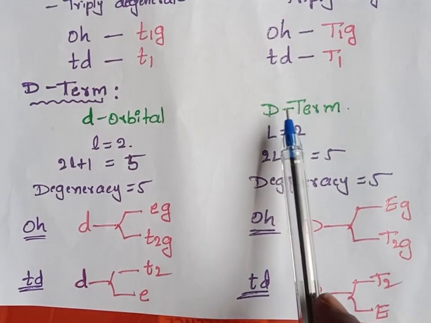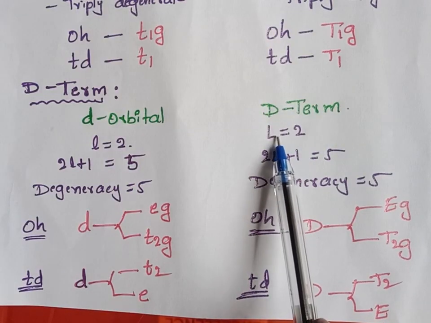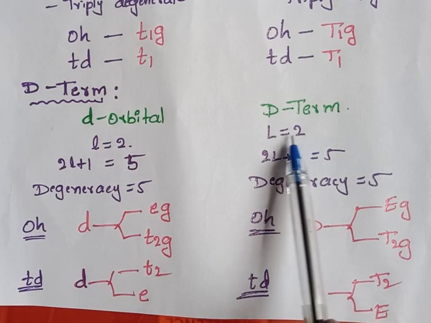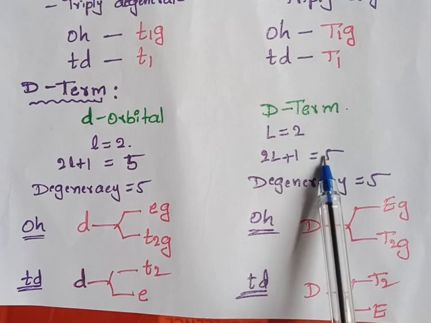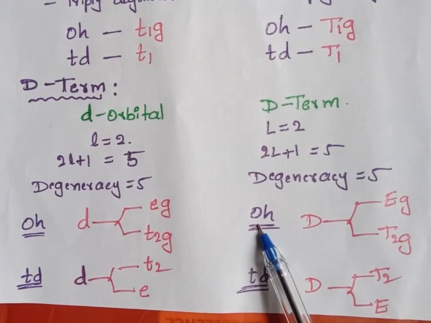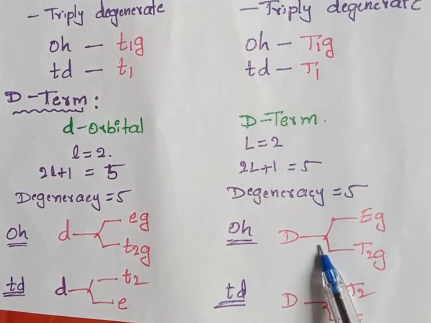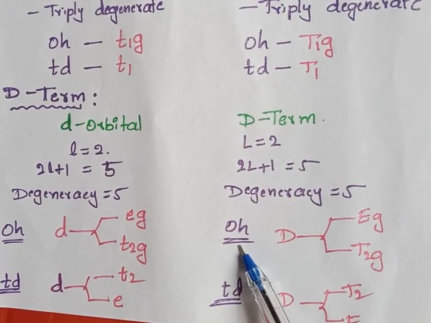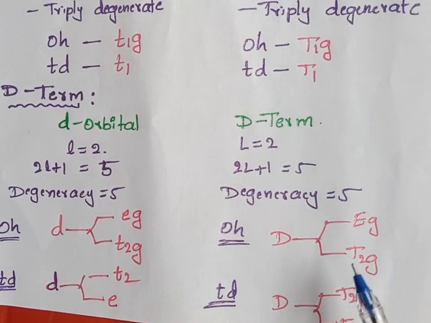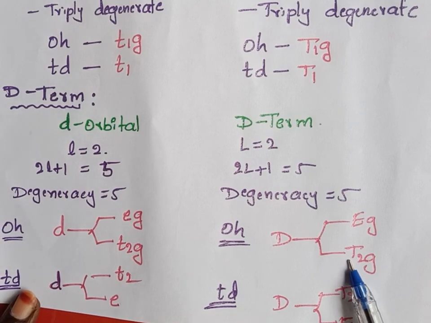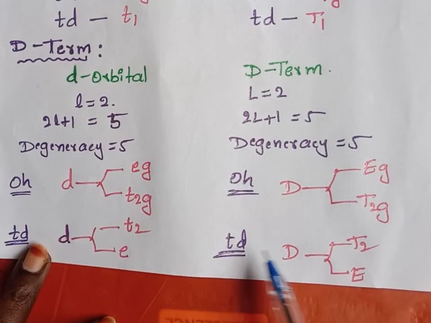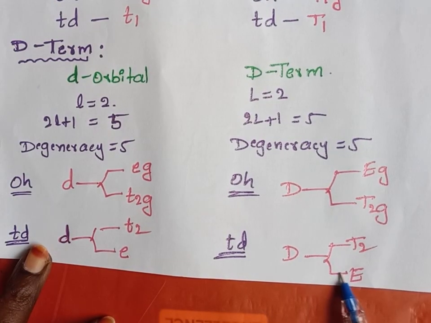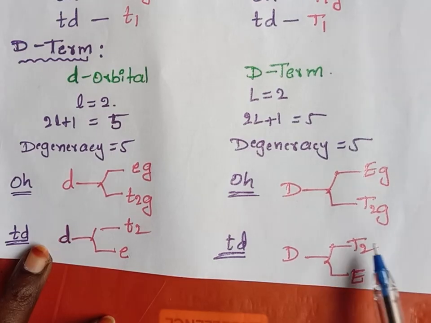Coming to the D term, the total orbital angular momentum value, capital L, is 2 and the degeneracy 2L plus 1 is 5. In an octahedral field, it further splits into two energy levels. In an octahedral crystal field, the lower energy level is designated as capital T2g and the higher energy level as capital Eg. Whereas in a tetrahedral field, the D term splits into a lower energy level, capital E, and a higher energy level, capital T2.